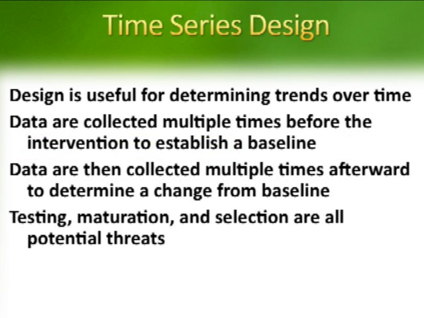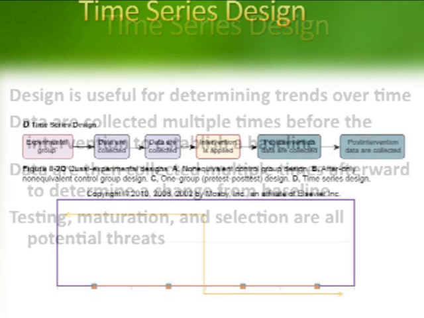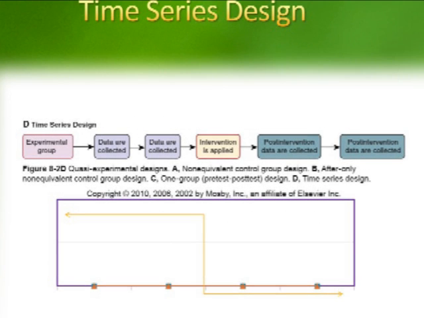Finally, there's the time series design. This design is useful to determine trends over time. Data are collected multiple times before the intervention to kind of establish a baseline. And then data are collected multiple times afterward to determine the change from baseline. Testing, maturation, and selection are all potential threats. And here's our flow chart for the time series design. This is a bit stronger than the one-group design because it is repeated a number of times.